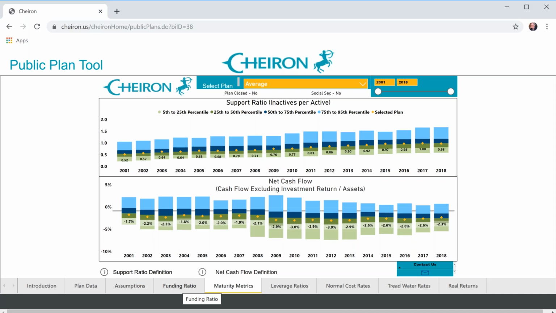And then beyond that, to get to the sensitivity issue, it is just a matter of controlling the volatility in your investment returns with your investment consultant.